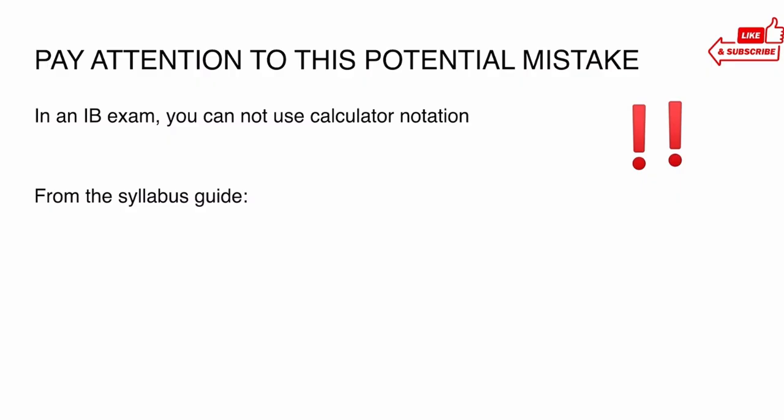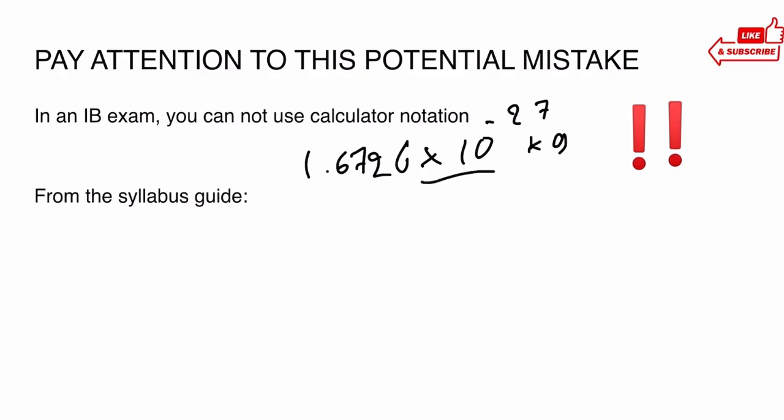So pay attention to this potential mistake. In an IB exam, you cannot use your calculator notation. So what is your calculator notation? For example, the mass of a proton we found before, 1.6726 times 10 to the negative 27 kilograms. Your calculator will not write times 10 to the power of. It will write instead 1.6726 e negative 27. And this e is times 10 to the power of. So these expressions are the same.